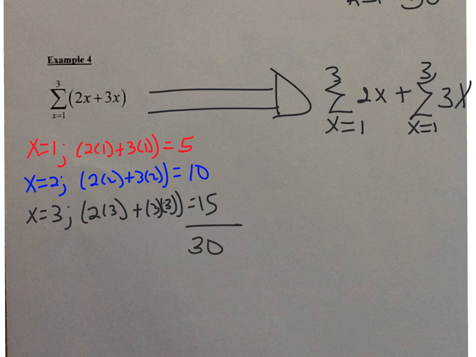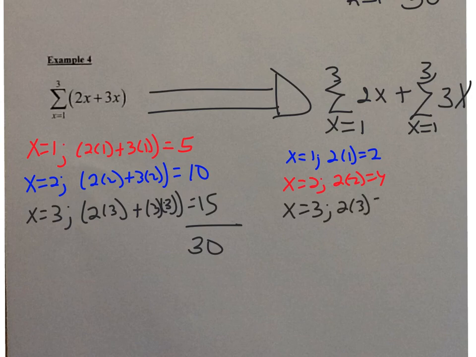All right, so now if I separate them, you'll see you get the same exact thing, and then add them. So x equals 1, so that's 2 times 1 is 2. x equals 2, so that's 2 times 2 is 4. x equals 3, so that's 2 times 3, which is equal to 6. Add those up, and I get 12. Now I'm going to add that to the other side.